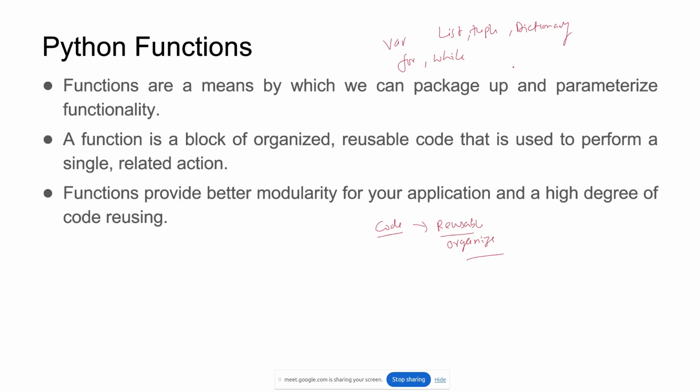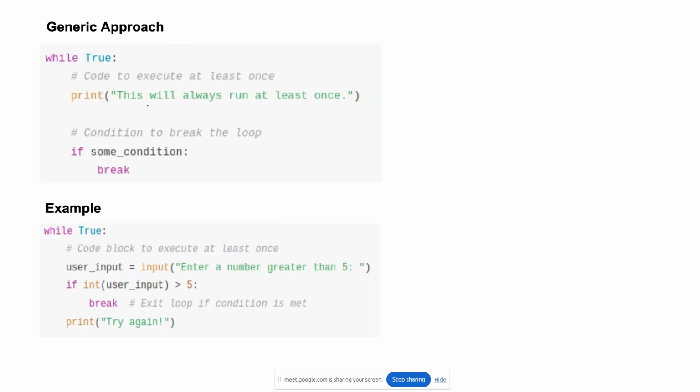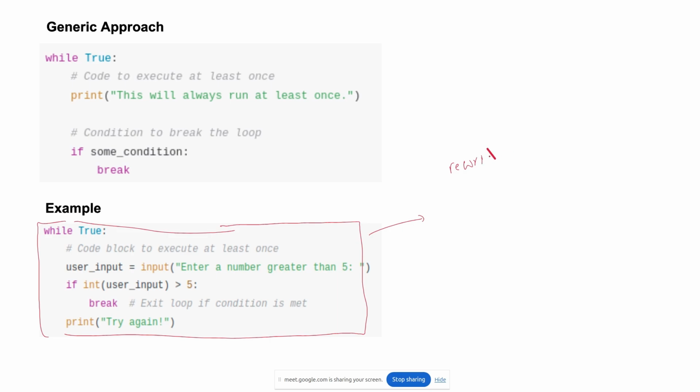But whatever code we were writing in a for loop, for example reversing a string, or yesterday when we implemented a do while loop using this approach, you can see this code is not organized. Organized means I can't reuse this code. Every time I need to use this operation, I need to rewrite the code. So this rewriting we want to avoid.